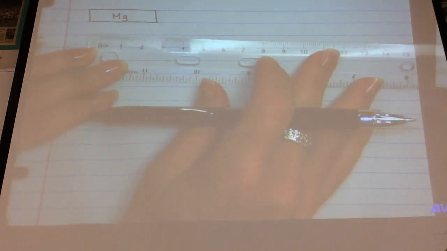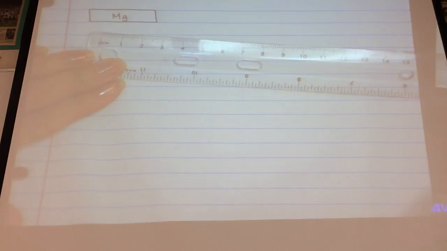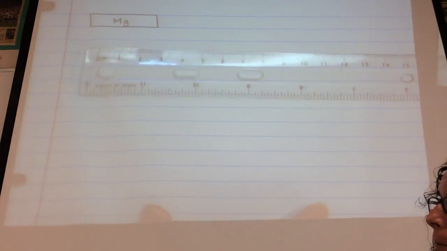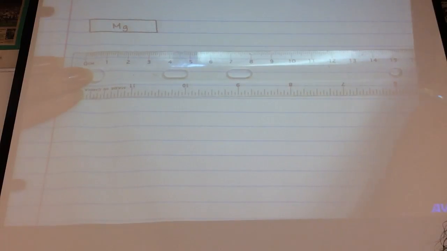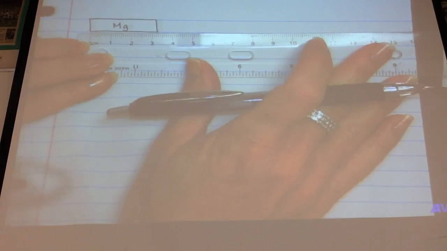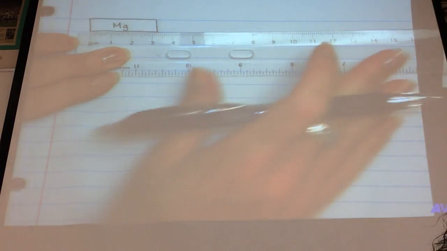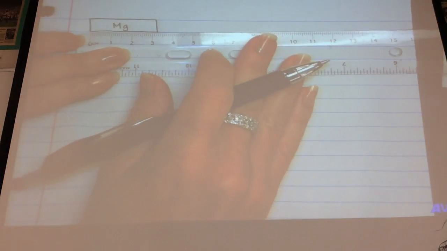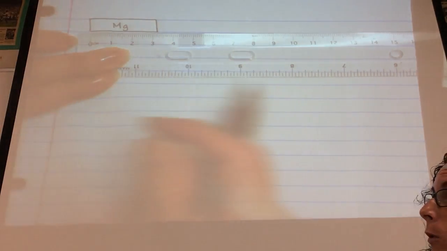So now I want to measure that length of magnesium ribbon, but I want to do so in the correct number of significant digits. Now, we've already said that scientists use the metric system for measurement, and so we're going to measure the length of this with our ruler in centimeters. So I'm going to line this up, and now I'm going to make the measurement based on what I can read plus one more digit.